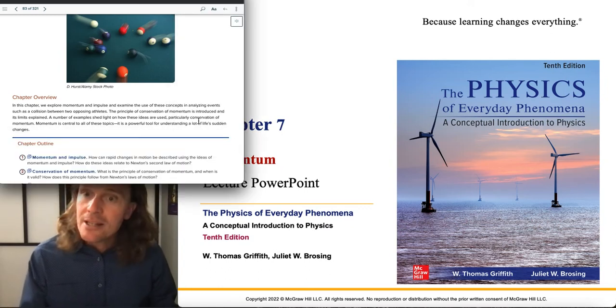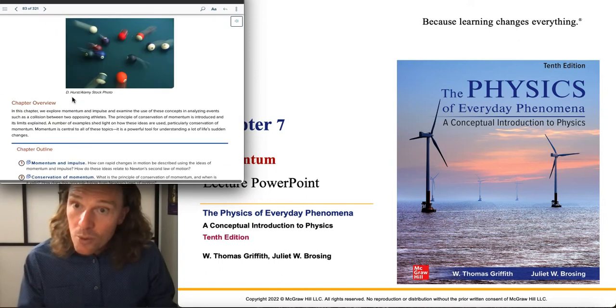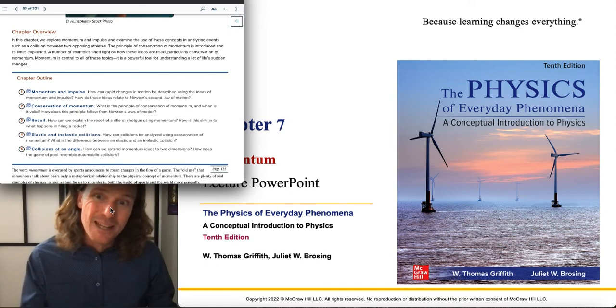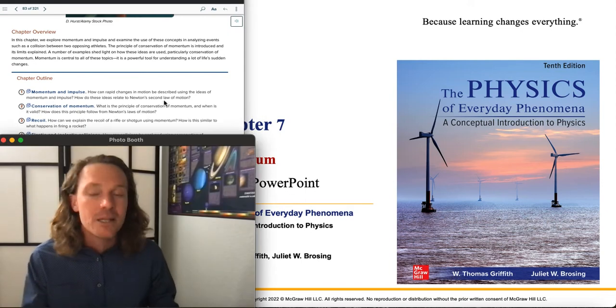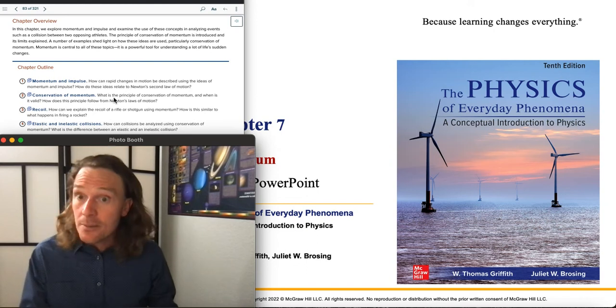So, let's take a look at our sections. In this video, I want to cover section 7.1, right, because we're in chapter 7, which is momentum and impulse, some definitions. I haven't talked about impulse yet, but it's an important definition, okay? And then the law of conservation of momentum, okay?